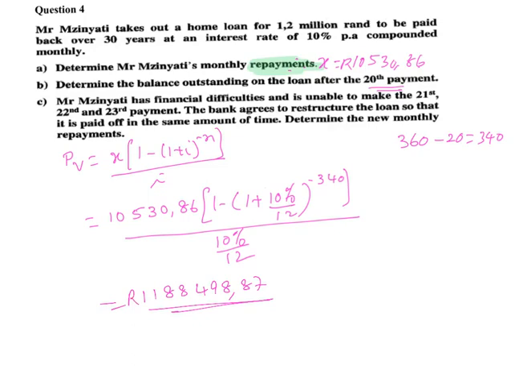The question is, after making the 20th payment, what will be the balance outstanding? My balance outstanding is going to be 1,188,498.87 rands, which will be outstanding in Zinniati's loan account.